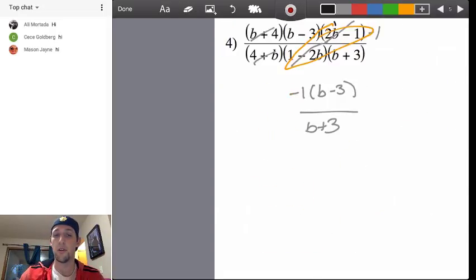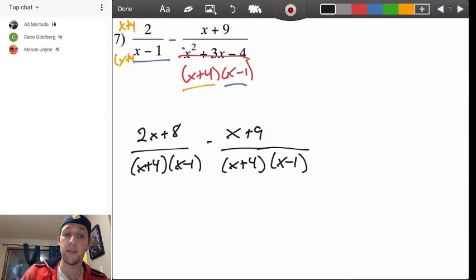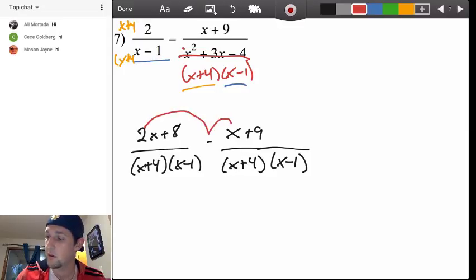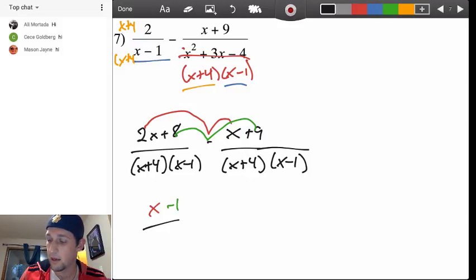Okay, so I still have to be very careful though. So I'm going to do 2x minus x. That gets me x. And I'm going to do 8 minus 9. That gets me negative 1. And again, it's still over x plus 4, x minus 1.